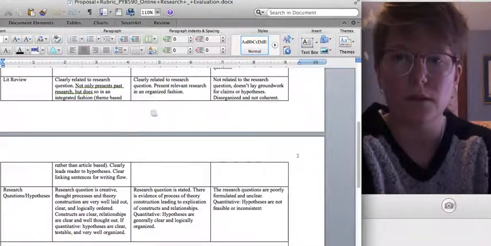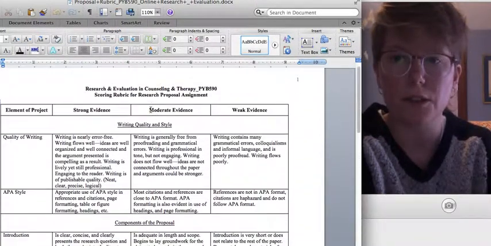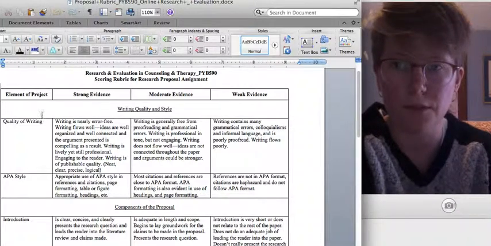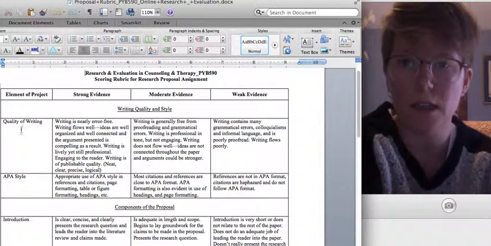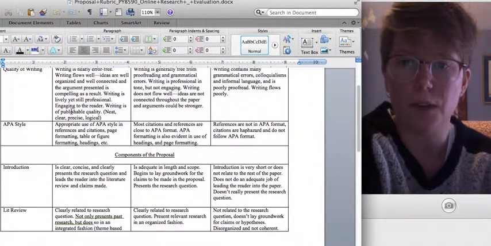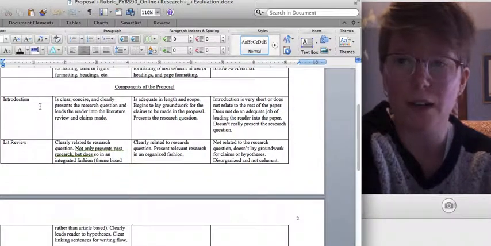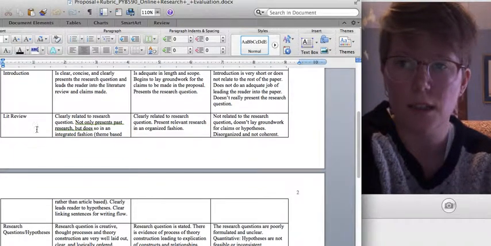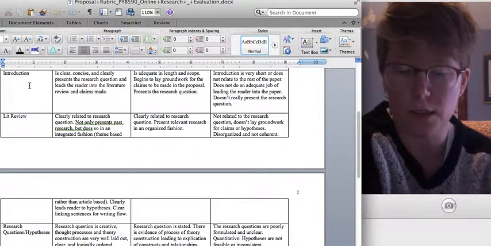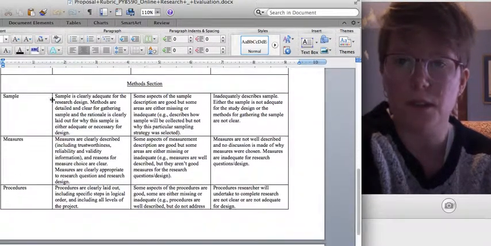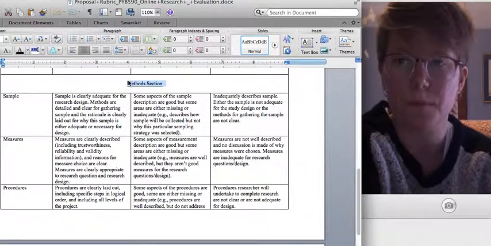So here's the rubric that she wrote. And this is on our Sakai site, and I want everyone to definitely look at it if you haven't already. We've got style, we've got components of the proposal. So many of you are now well on your way to being done with this portion and this portion in some cases. But now we're really going to dip down into the methods section.